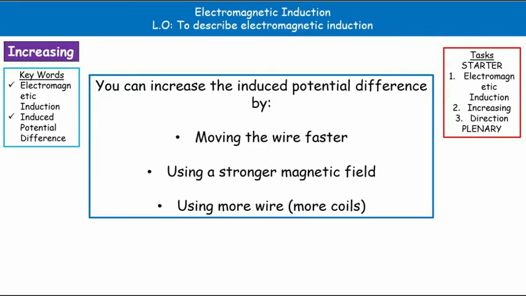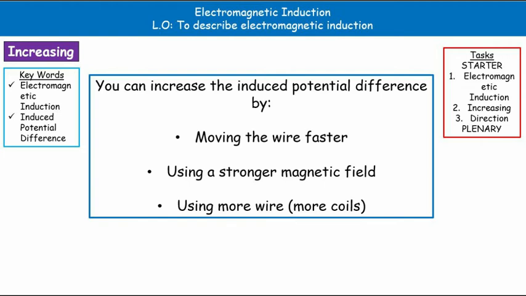So what we find is that any time we have our wire cutting those field lines, then we're going to induce that potential difference. But we can increase the amount of potential difference we are inducing in one of 3 ways. So if we're asked how we can increase the potential difference that we're inducing, you pick one of these. First one is we can make the wire move faster, because obviously moving it faster means it's going to cut more field lines per second.